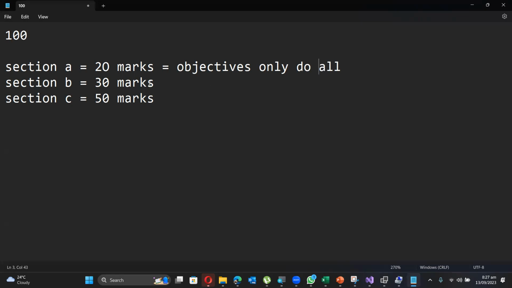Section B is calculation questions only, like performance, speed, cache, write back, write through, those things only. There are 4 questions there. You are to do 3. Each one is 10 marks.